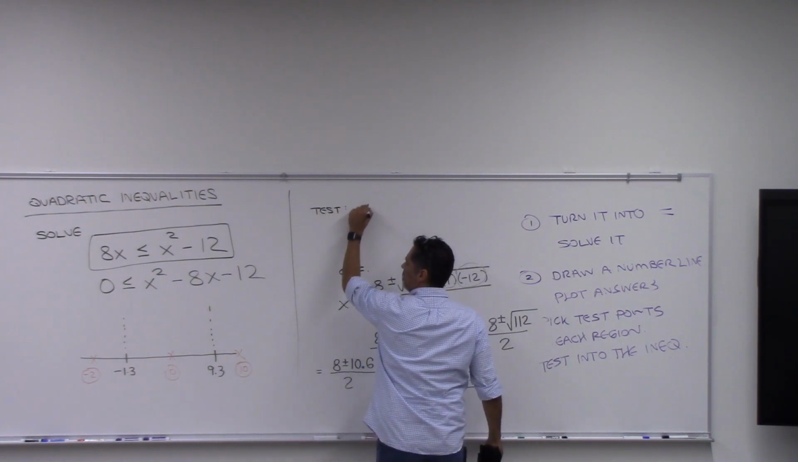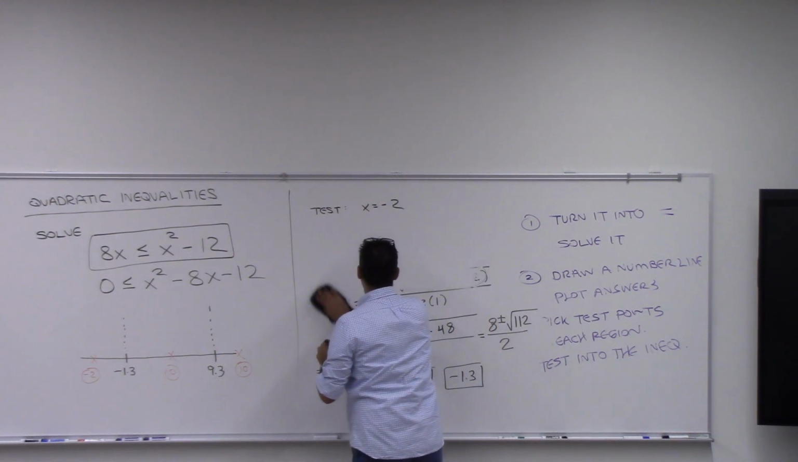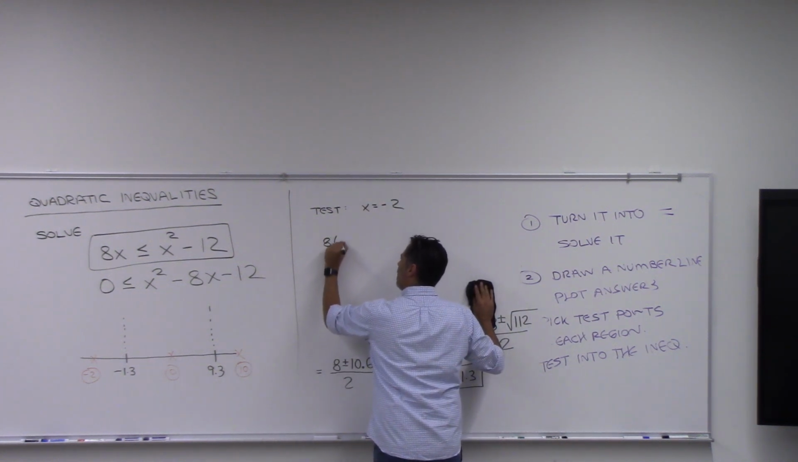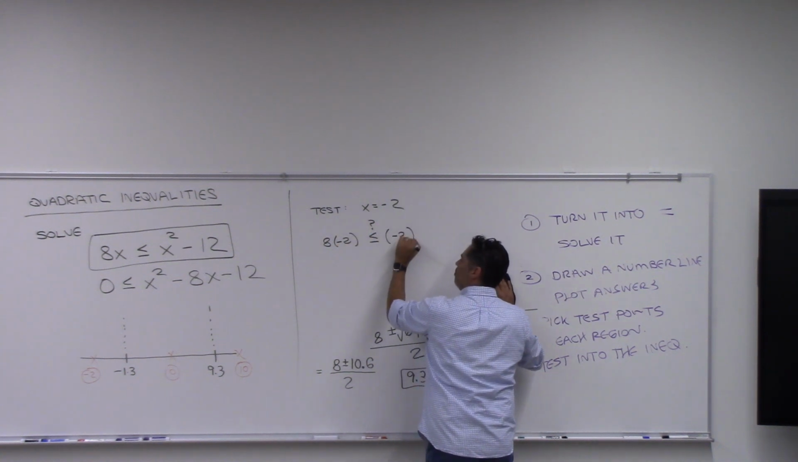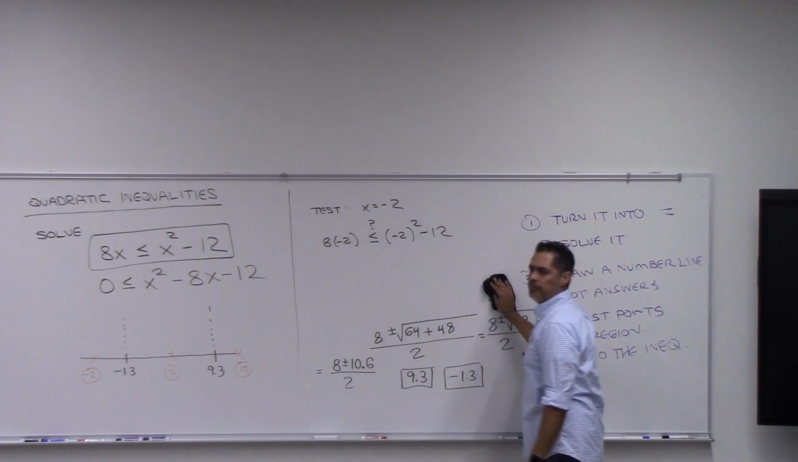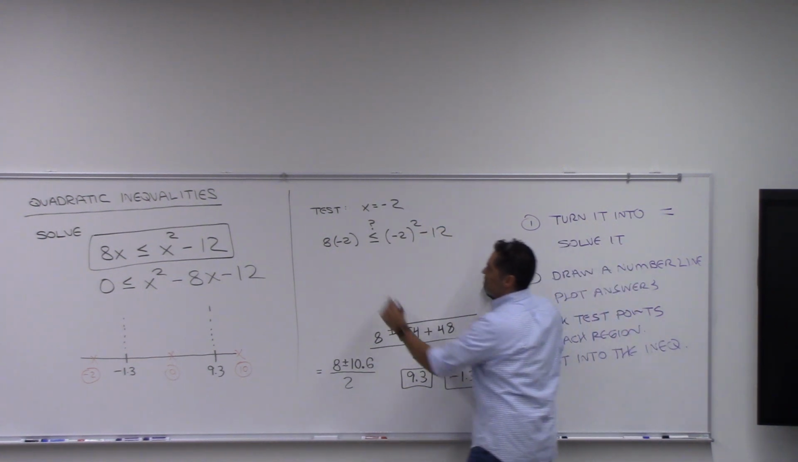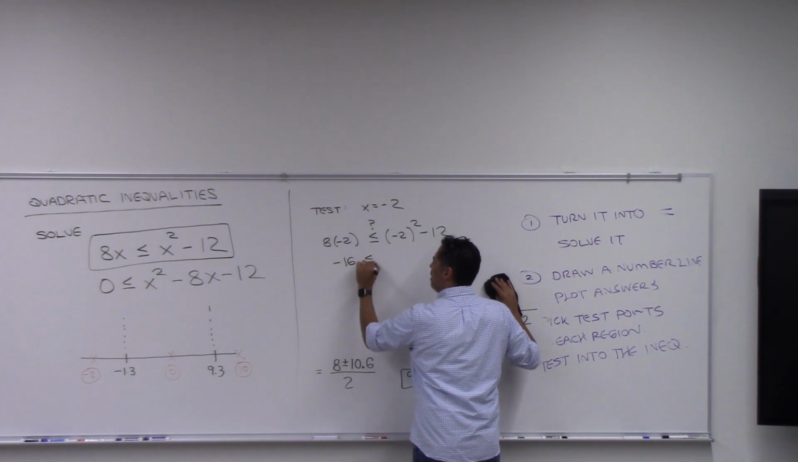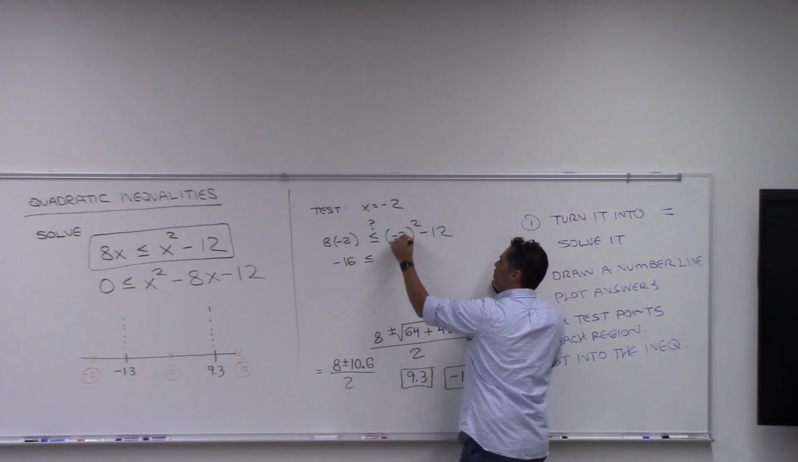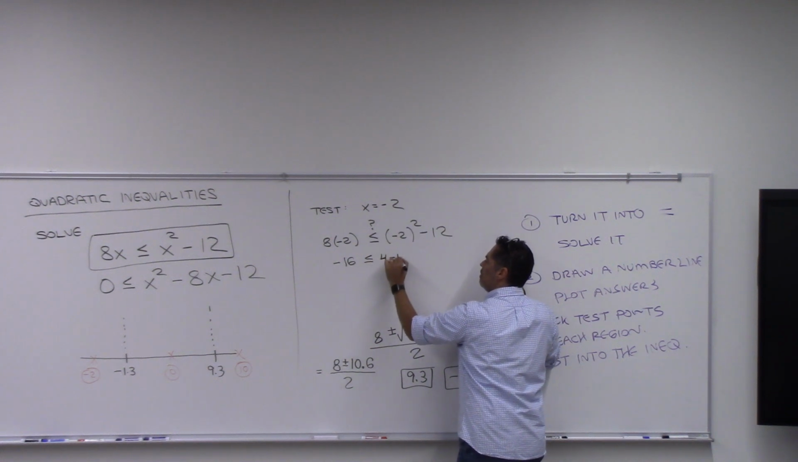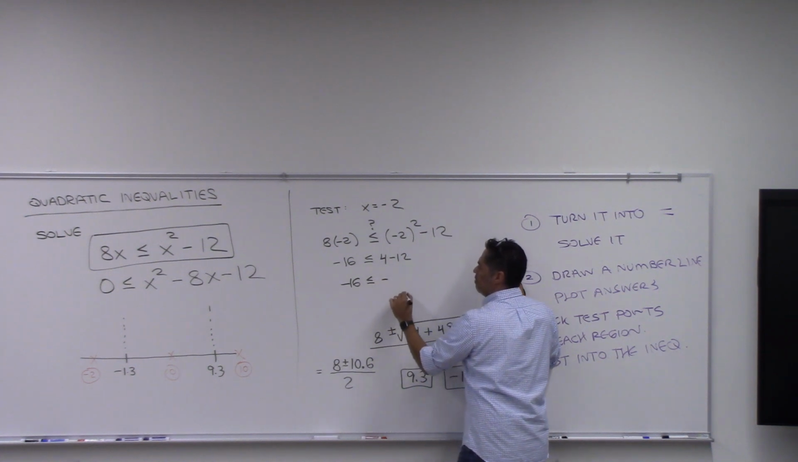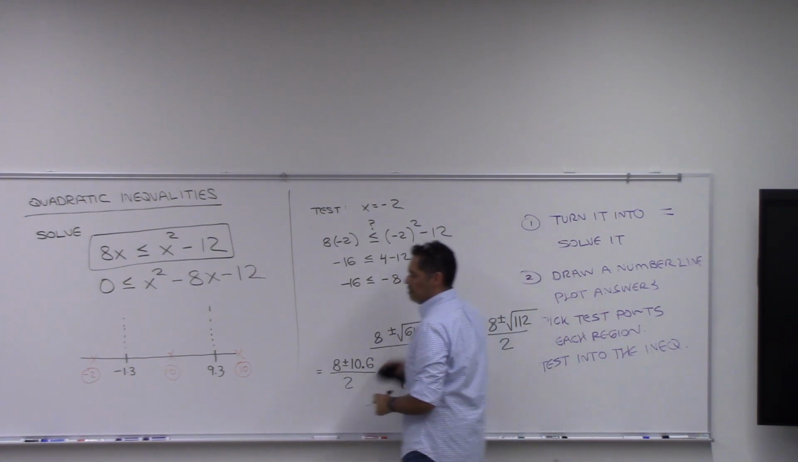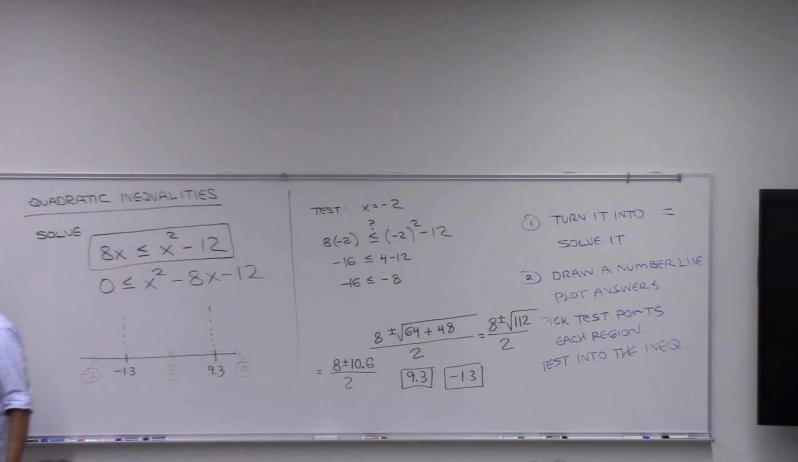Let's test x equals negative 2. Let's plug that in to there. You get 8 times negative 2. Is that less than or equal to negative 2 squared minus 12, right? That's what I'm checking. This is negative 16. Is negative 16 less than or equal to 4 minus 12? So is negative 16 less than or equal to negative 8? Is that true? Yes. No? Yes?